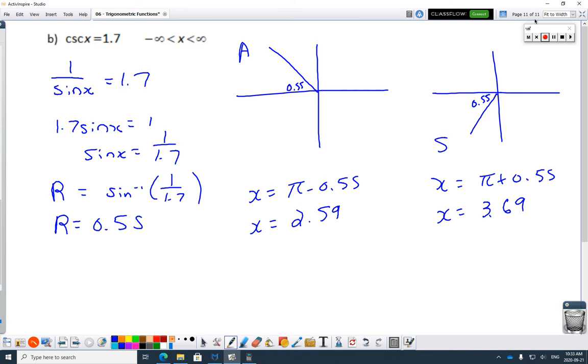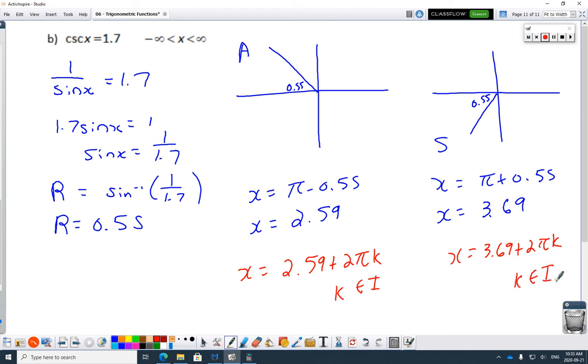That's the advanced functions version of that question. This thing asks for it from negative infinity to infinity. So really, the complete answer is 2.59 plus every 2 pi after that. And here, 3.69, and then every 2 pi after that. That's what this other symbol says, is I want the answer every 2 pi. Now, I'm getting some frowns. Tell me. Oh, yeah. Absolutely wrong.